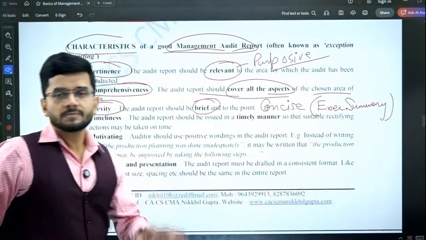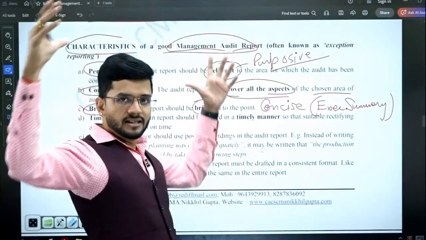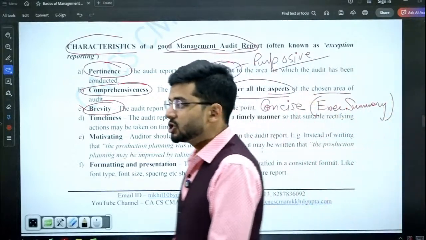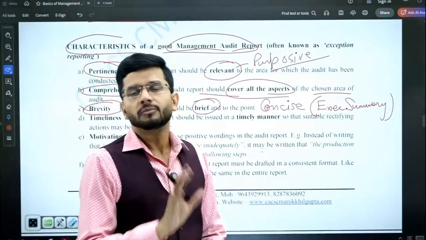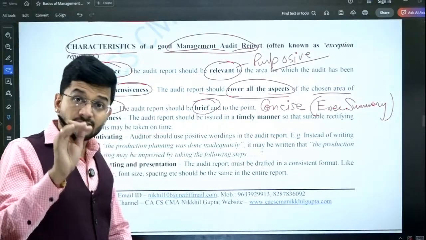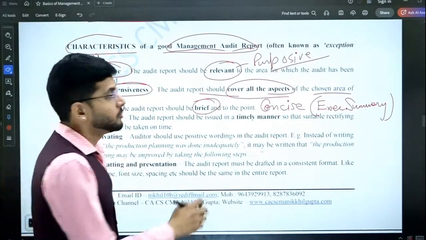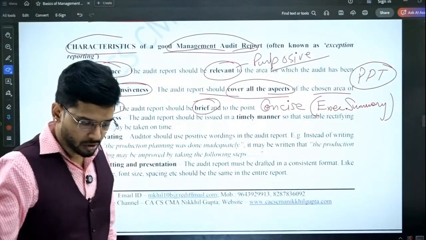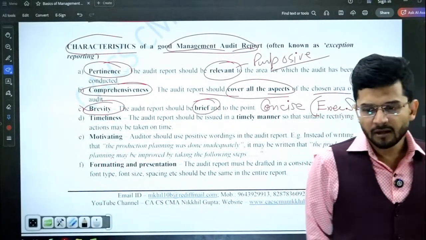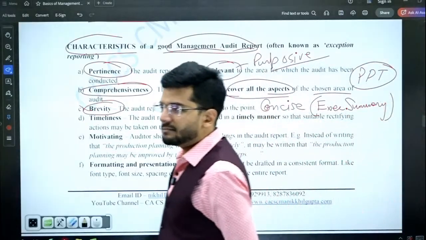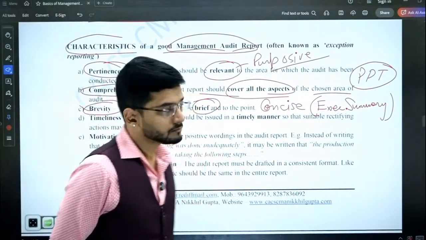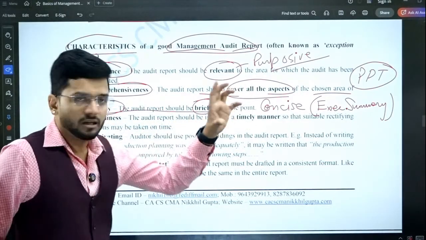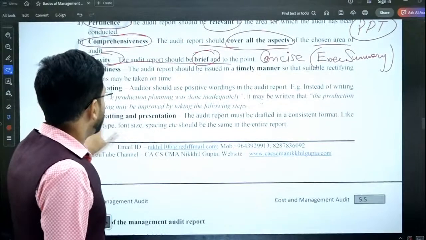Exec summary means within a span of 2 pages, the conclusions which are derived in the entire report are summarized. So exec summary should be there, even if it's a long report. But ideally, the report should be short. And guys, these days, the most popular way of drafting these reports is a PowerPoint presentation, PPT. This can be distributed as a PDF also to all the stakeholders and all the management people, and this can be presented in a very efficient manner also. So it has to be brief, concise, and summarized.